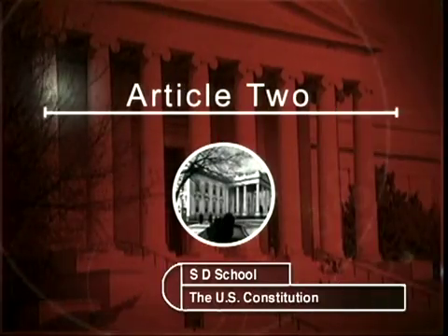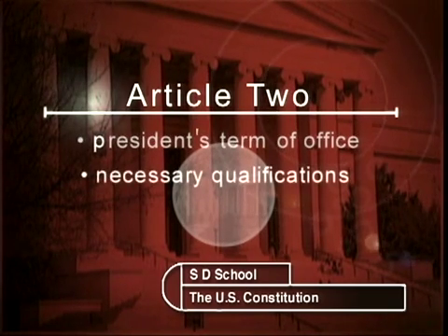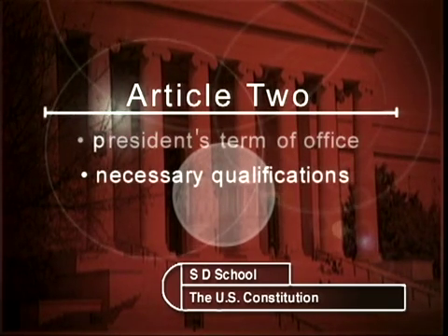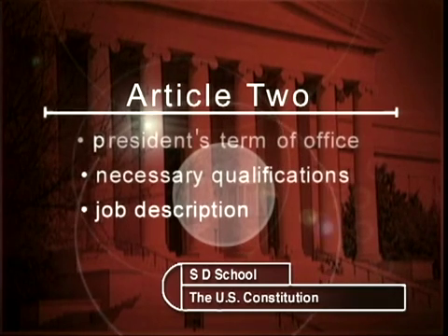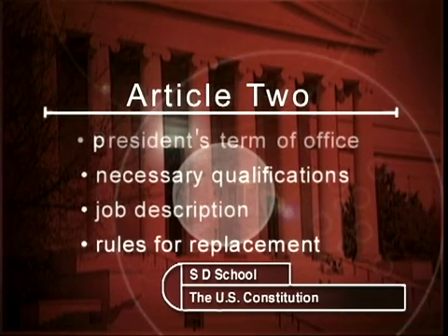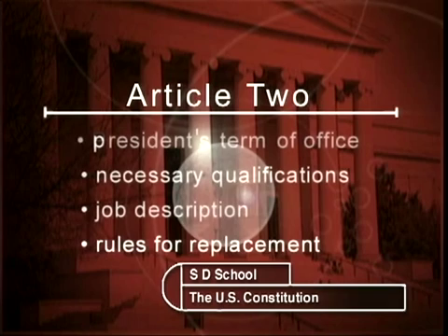Article 2 spells out the president's term of office and describes the necessary qualifications for the presidential office. It describes what the job actually is and spells out the rules for replacing the president should the president get kicked out of office or die.